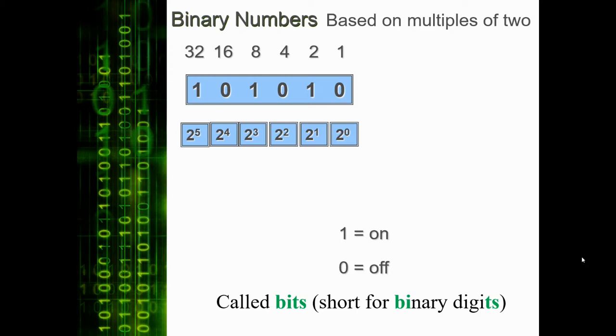So 1 means that the position is turned on. 0 means that the position is turned off. So looking at this first bit here, it is a 0. So that means that we will not count the 1.